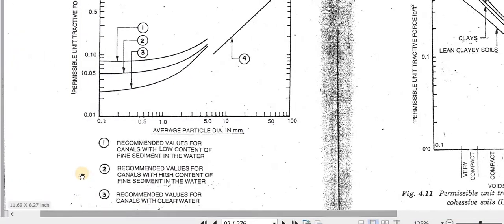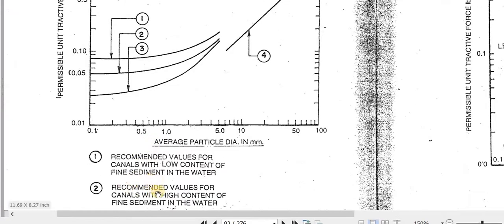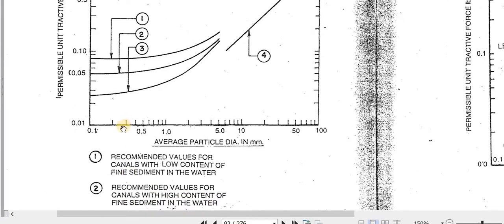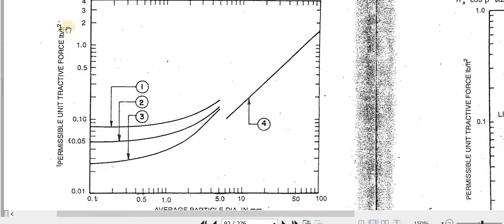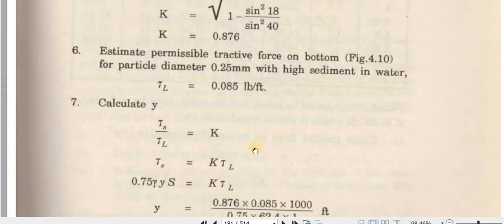So that is figure 4.10. For our case, we have to see the recommended values for canals with a high content of fine sediment. 0.25 mm will be here, and we have to go to this curve number 2. This is number 2, and then we have to go here. We will have an answer of 0.06 or 0.07, but it is calculated as 0.085. Its unit is pound per square feet.